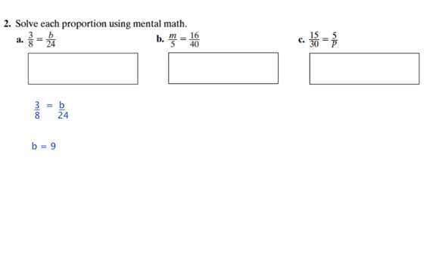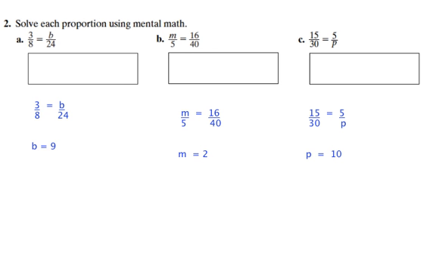Now let's take a look at b. We have m over 5 equals 16 over 40. Ask yourself, 5 times what is 40? 5 times 8 is 40. So what times 8 is 16? 2 times 8 is 16. So m equals 2. For the last one, 15 over 30 equals 5 over p.